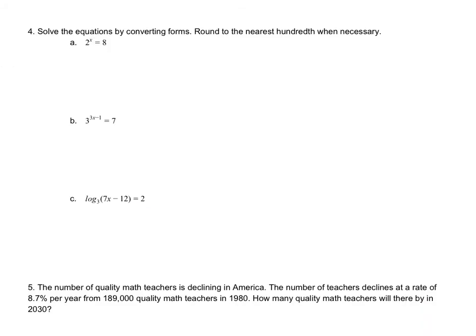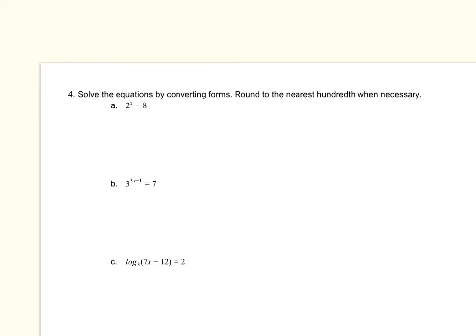Okay, number 4 talks about solving the equation by converting forms, round to the nearest hundredth when necessary. So if you remember when we had the log and exponential forms, we said the exponential form, b to the x equals y, could be converted to log form, where it would be log base b of y equals x. So this is that rearrangement formula where you have an exponential form and you have a logarithmic form, depending on what you need. The nice thing about the logarithmic form is you get your exponent all by itself.